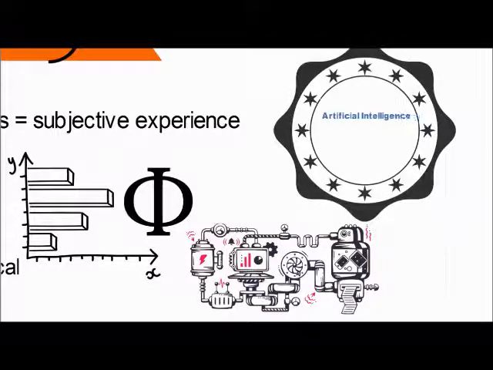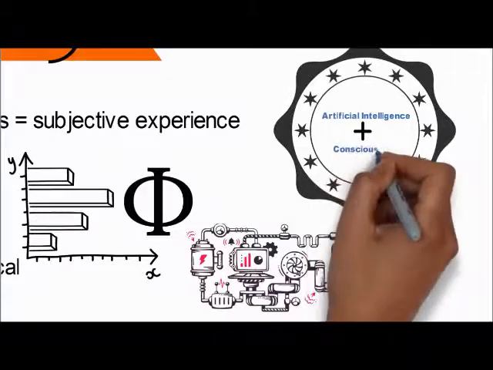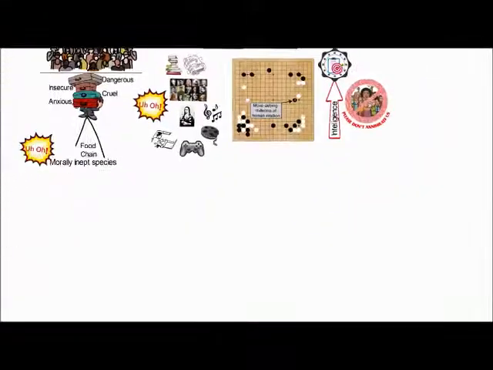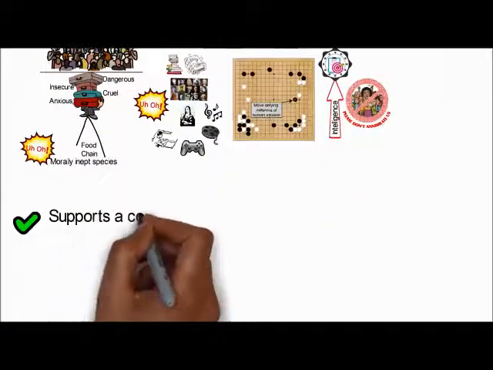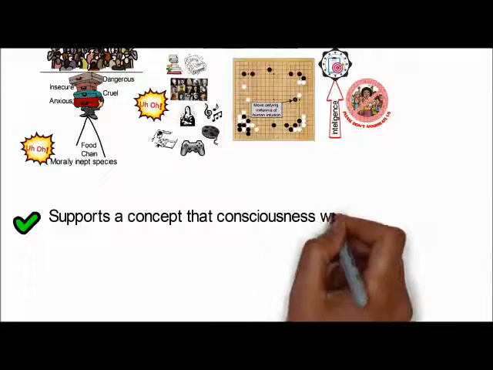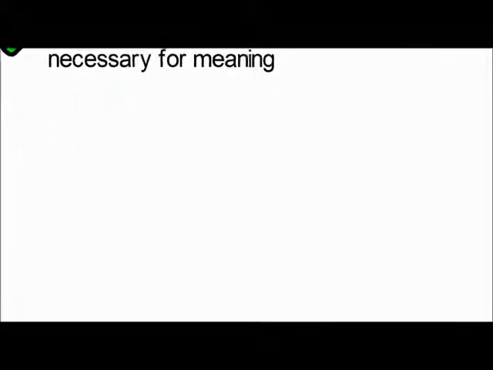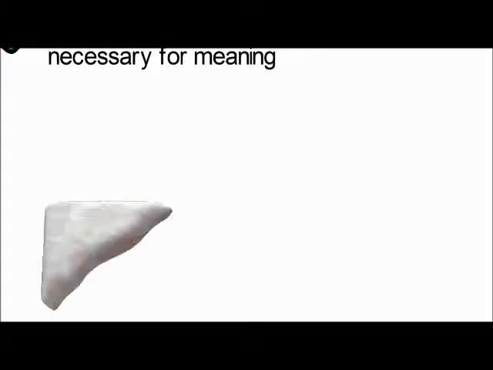So his summary is that basically artificial intelligence plus consciousness, even if it's artificial consciousness, can deliver and will deliver meaning. And then he supports a concept of consciousness that will be necessary for meaning. So that's one of the positives that I see in what he's done.